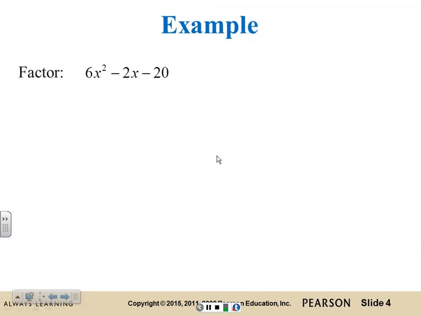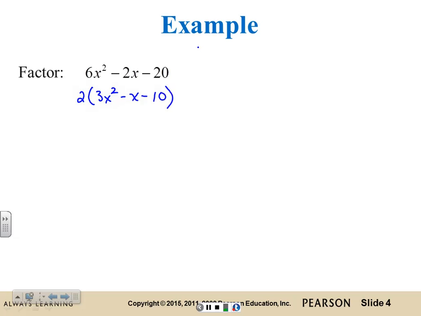Alright, let's try again. So for this one, we have a trinomial. Our leading coefficient is not 1, so immediately you think bottoms up. But remember, we've got to look to see if there's anything in common. And I see a 2 in common. So I'm going to take that 2 out first. So I'm going to have 2 times 3x squared minus 1x minus 10.